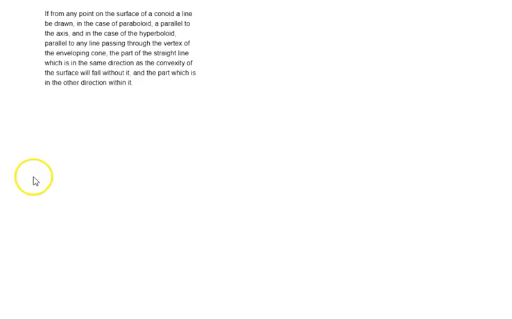Let us look at proposition number 15 of the works of Archimedes, specifically from On Conoids and Spheroids. The proposition actually has two parts, so let's take it one by one.